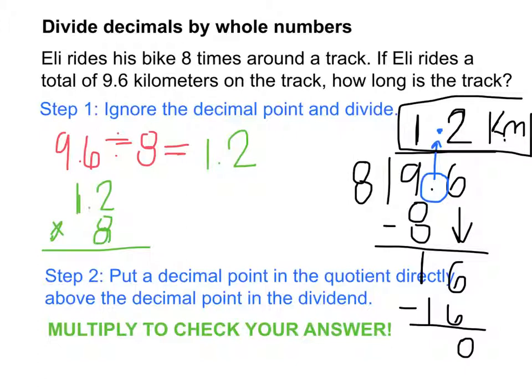2 times 8 is 16. 8 times 1 is? Plus 1 is? How many numbers do we need after the decimal point? 1. 9.6. Is that the same answer? Yes. Check. Good. Okay.